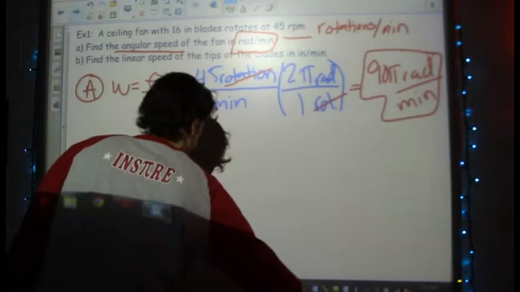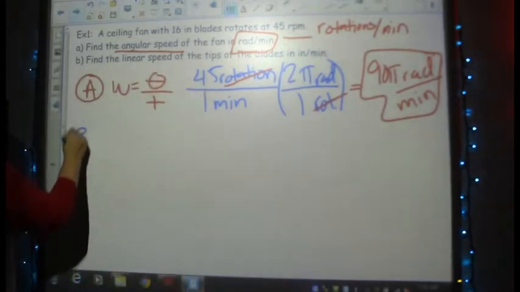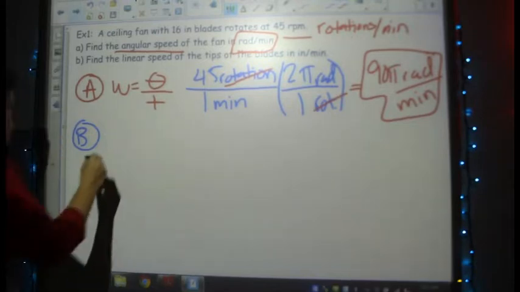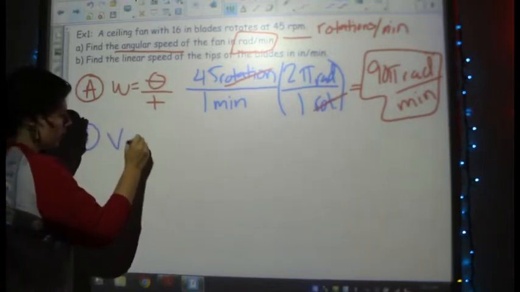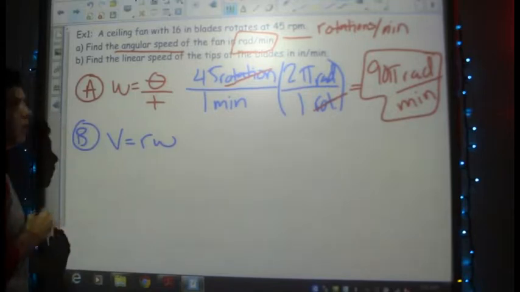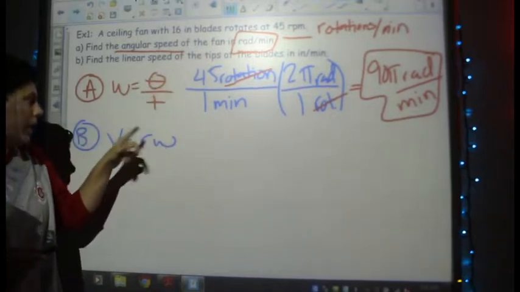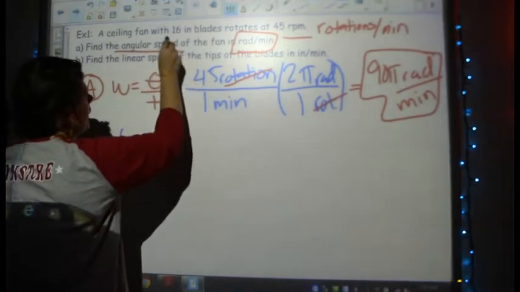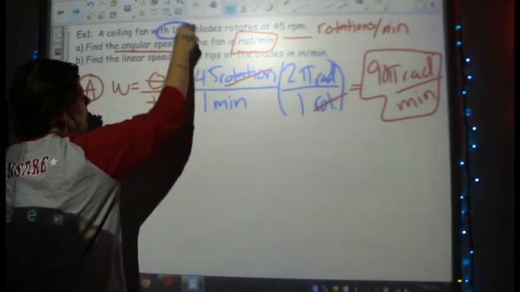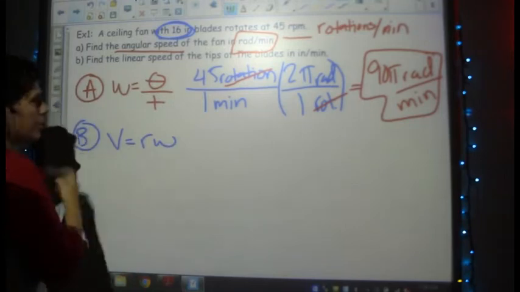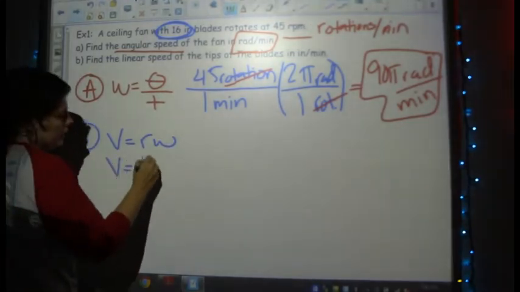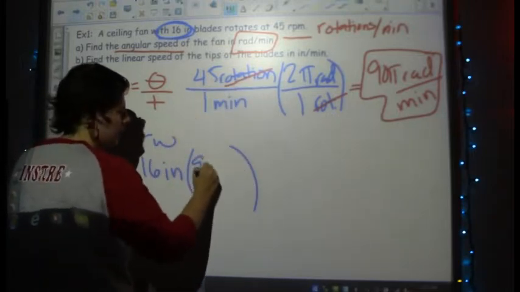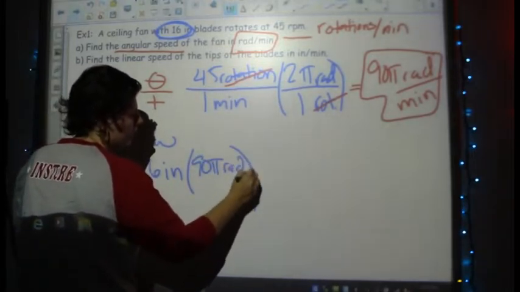All right, so coming over here for part B, it says find the linear speed of the tips of the blade. Now linear speed, that's the V. That's V equals R W. Well, we already have W, and I'm pretty sure the problem gave us R. It did. It said the ceiling fan has blades of length 16 inches. So in order to do this, I'm going to say V equals 16 inches times my 90 pi radians per minute.